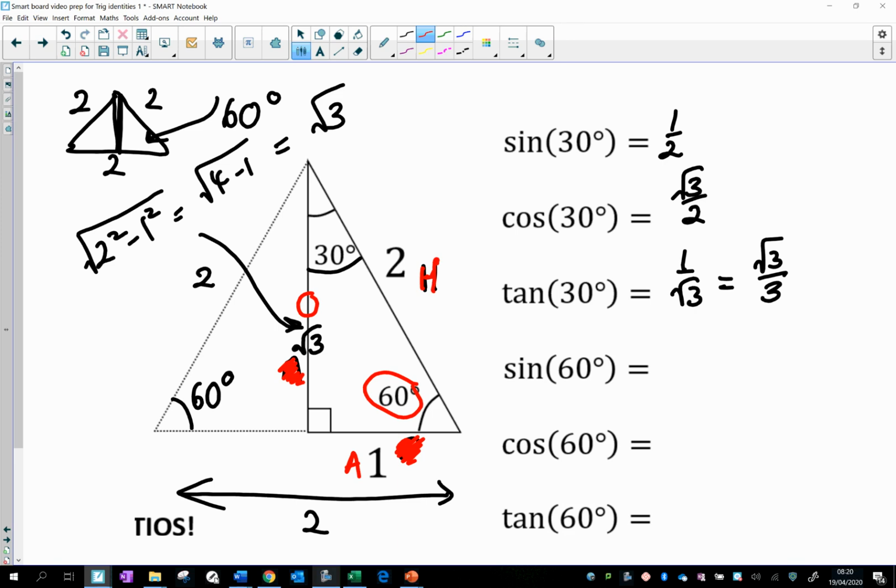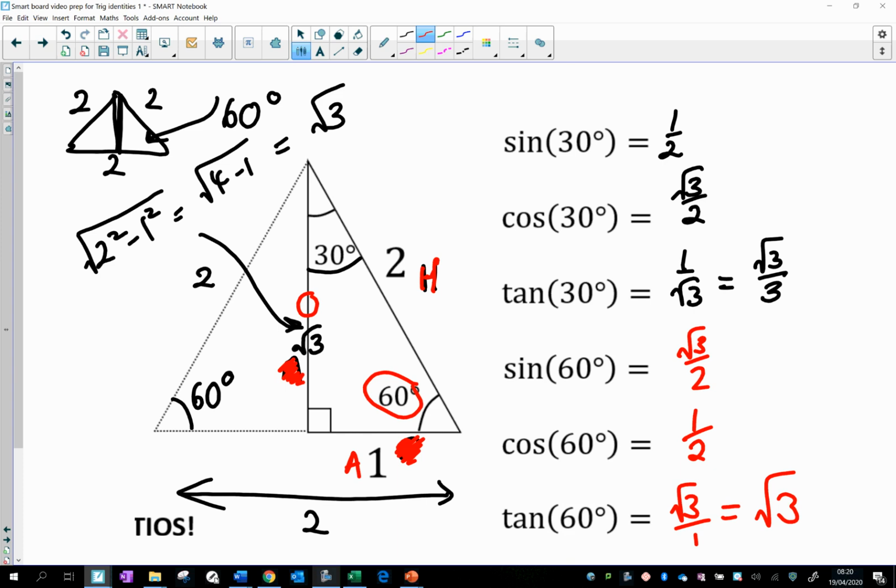So for sine of 60 degrees, we want the opposite over the hypotenuse. Well, that's root 3 over 2. Cos of 60 degrees is the adjacent divided by the hypotenuse. Well, that's 1 over 2. And tan 60 is the opposite divided by the adjacent, which is root 3 over 1. Obviously, that is just root 3.